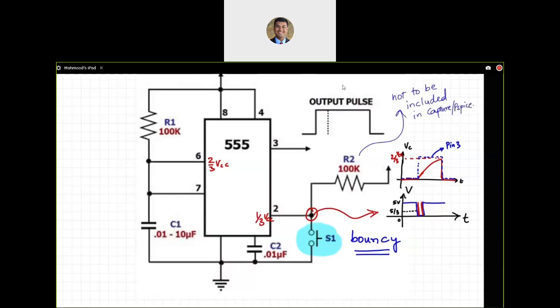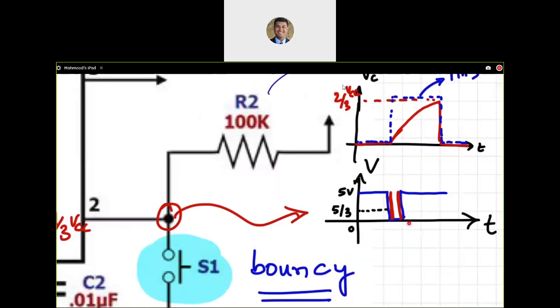Now, if you're wondering why that R2 is not included in Capture PSpice, it is also not included when we do the fake data bounce. So why is it not included? Because R2 allows us to get a waveform that goes from high to low. When you press that switch, it goes from high to low, and we need that because that is the only way we go lower than 1/3 of the supply voltage.